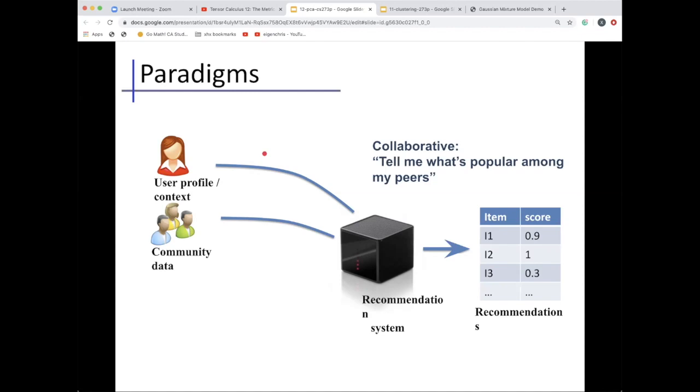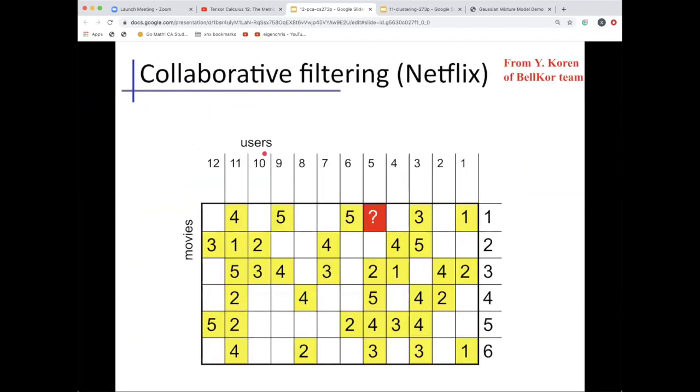In this case, I do not utilize any product information or user information. I purely base the user's preference on what's popular among other users that are similar to this particular one, based on peers. Let me show you what I mean. Let's look at a very famous example, the Netflix movie recommendation, which is very well studied in the community.